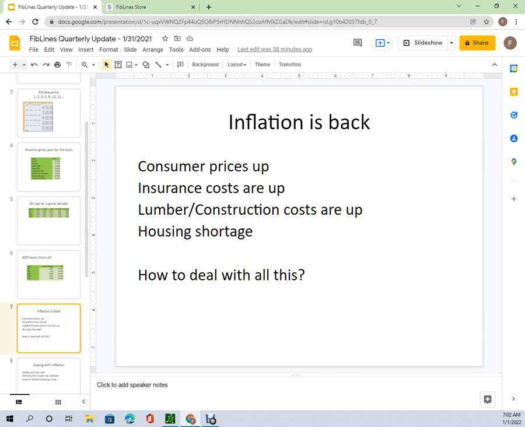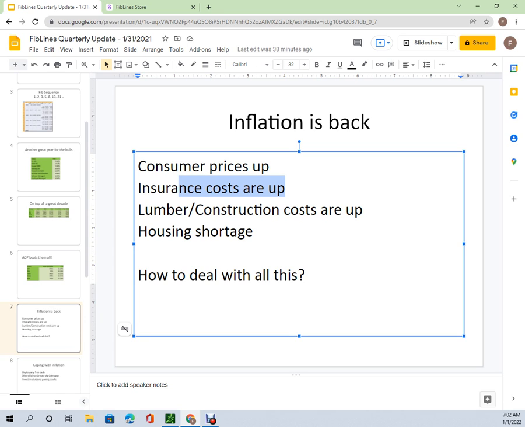Okay, inflation is a concern to all investors. Obviously, consumer prices are up something like 6% on a one-year basis. Anecdotally, my homeowner's insurance went up 20% in 1 year, 20%. So obviously, replacement costs for houses are up, construction costs are up, lumber costs are up, and labor shortages are all over the place. And there's of course a huge housing shortage and a rally in real estate. So how do we deal with all this? How do we deal with all the inflation?